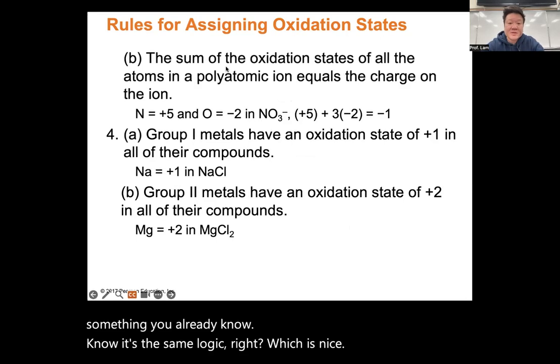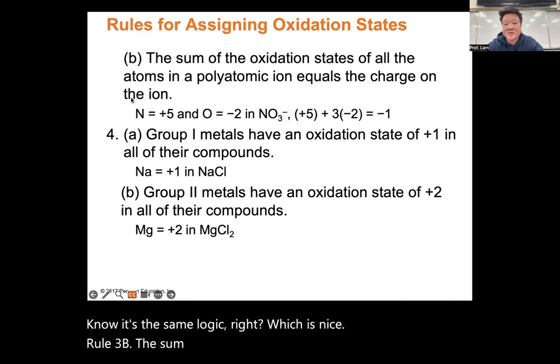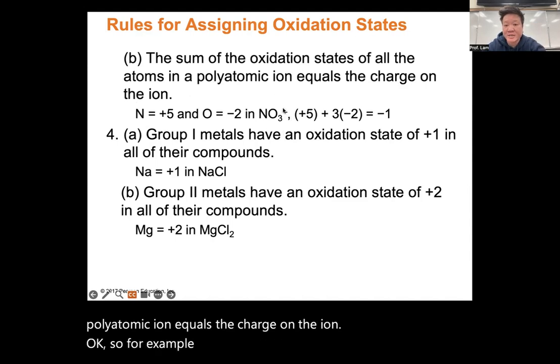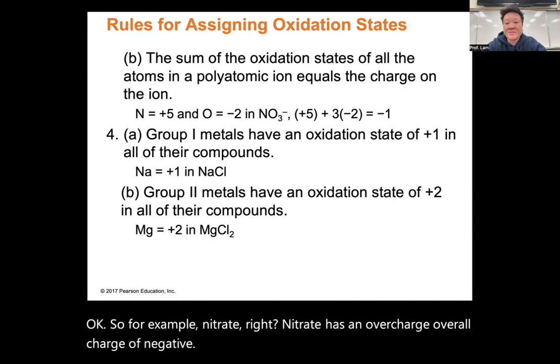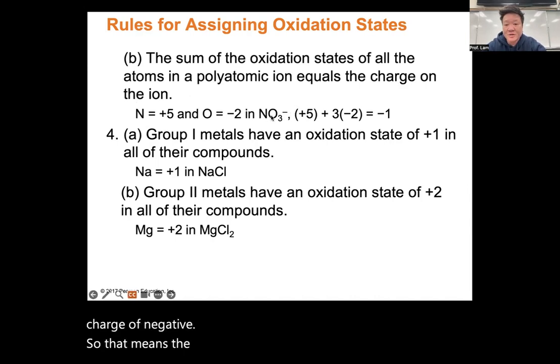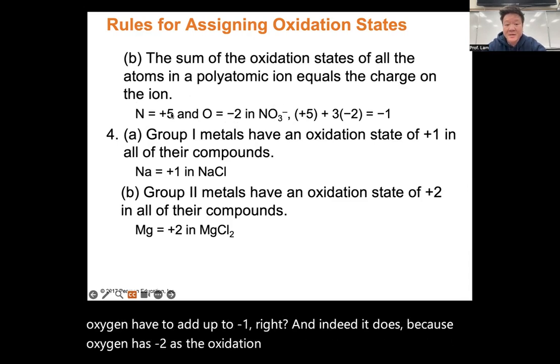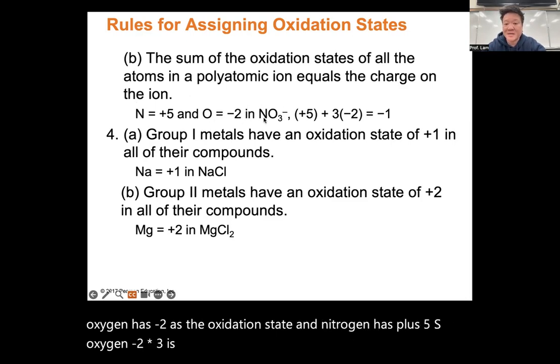Rule 3b: the sum of the oxidation states of all the atoms in a polyatomic ion equals the charge on the ion. For example, nitrate has an overall charge of -1. That means the oxidation state of nitrogen and all 3 oxygens have to add up to -1. And indeed it does, because oxygen has -2 as the oxidation state, and nitrogen has +5. So oxygen -2 times 3 is -6. -6 plus 5 is -1.